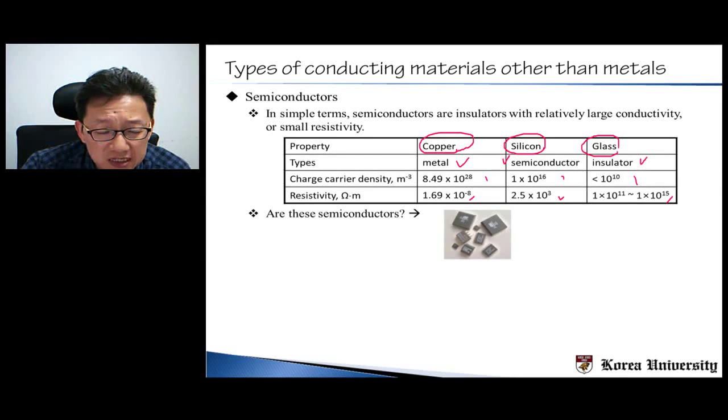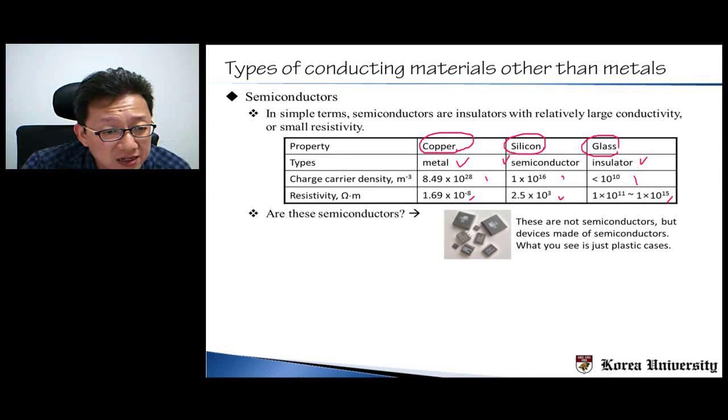I think you can recognize these figures. This is something you will easily see inside your computers or any digital machines. People typically call these semiconductors, but they are not semiconductors. They are devices made of semiconductors. The semiconductors are actually inside the box, and what you see is just the plastic case. So these are semiconductor devices, not semiconductors.